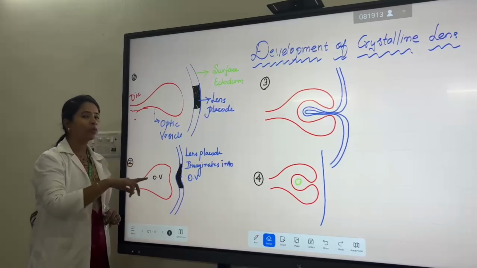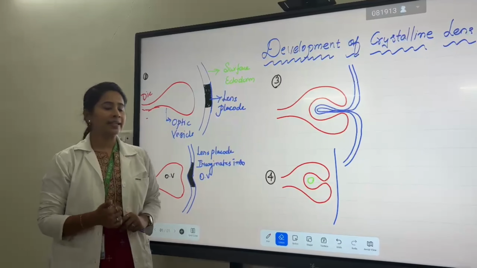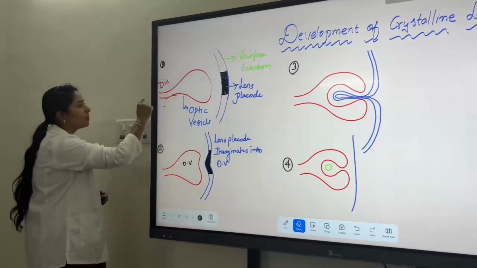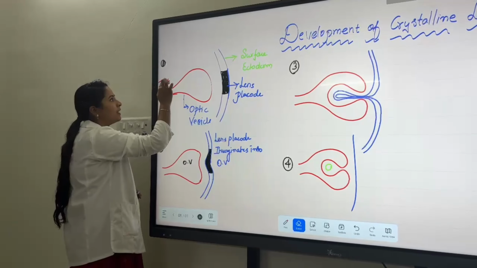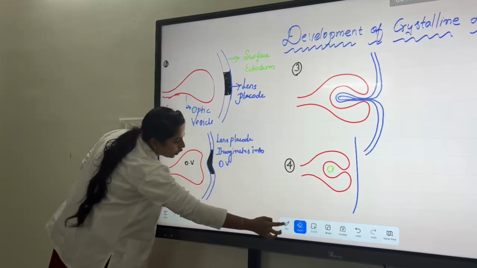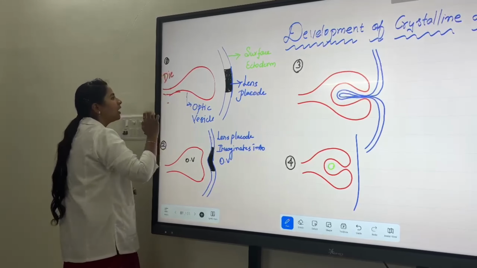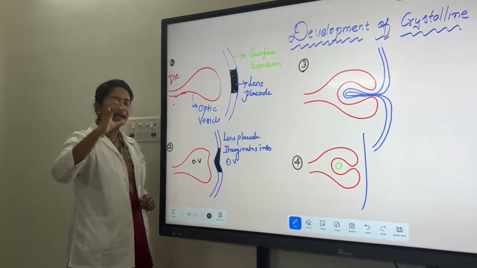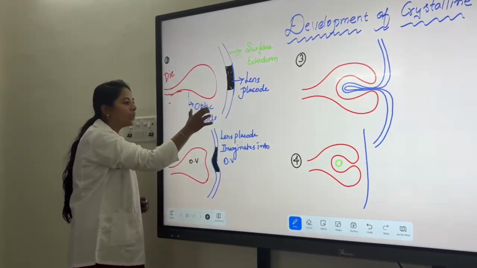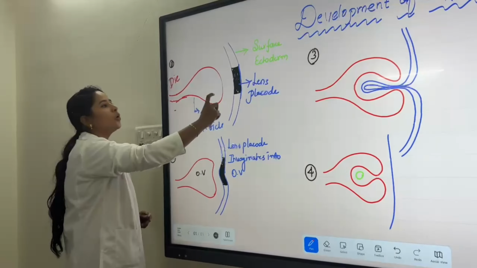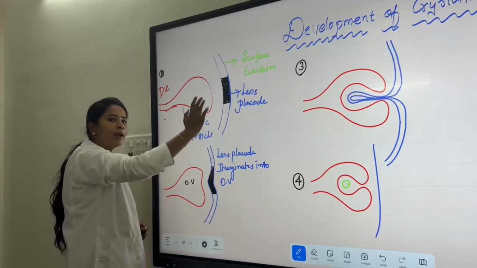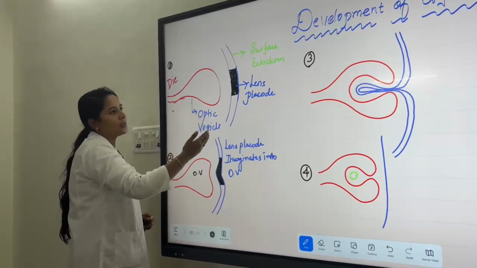Okay, so already I have taught the development of the optic vesicle, right? You know that the optic vesicle arises from the diencephalon. The diencephalon will extend anteriorly and give rise to the optic vesicle. Okay. So there is a surface ectoderm near the optic vesicle.